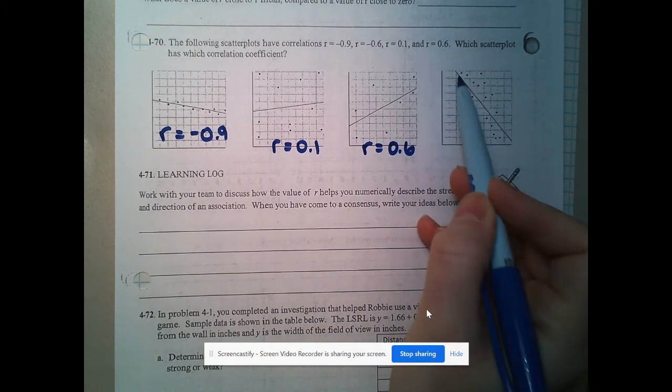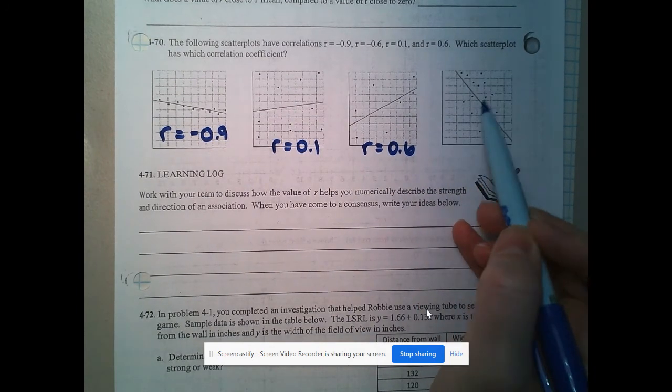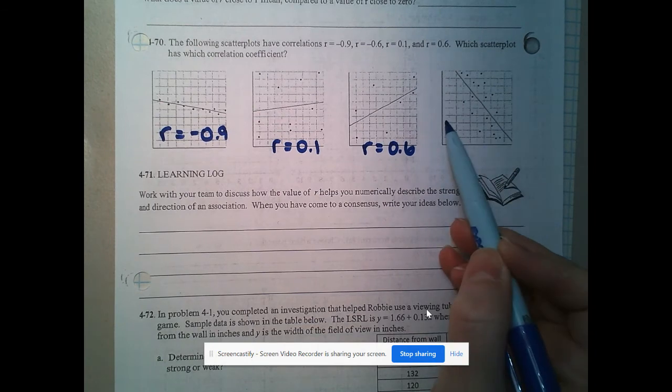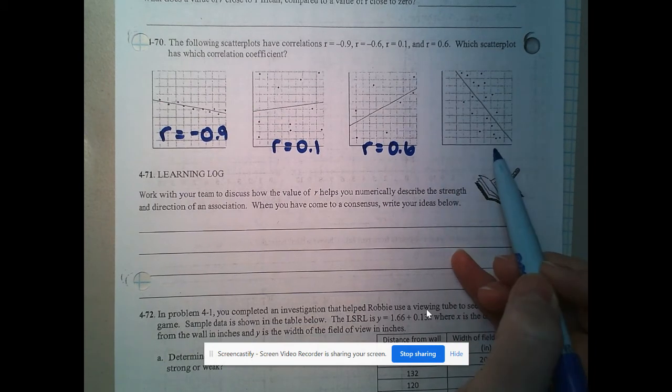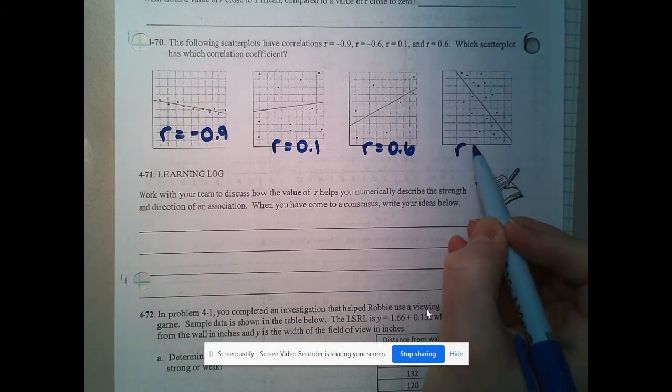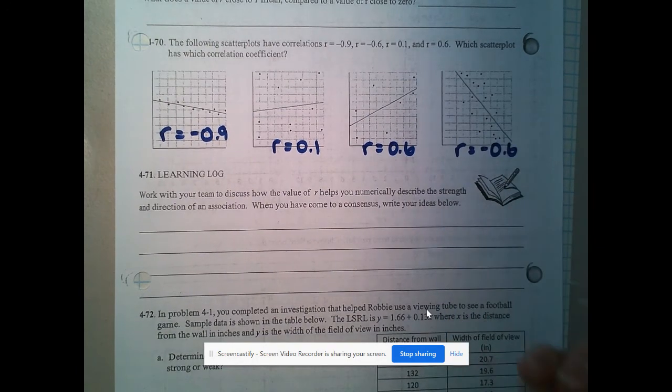And then this one is a negative slope. And I would say the same thing. They're not very close to the fitted line. I've got a couple corners that are empty. So it's a negative slope, but not really great. R in this case would be negative 0.6.